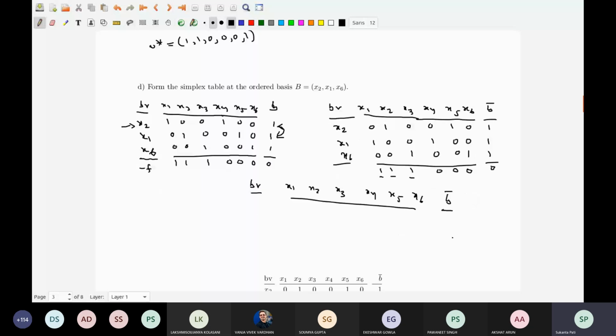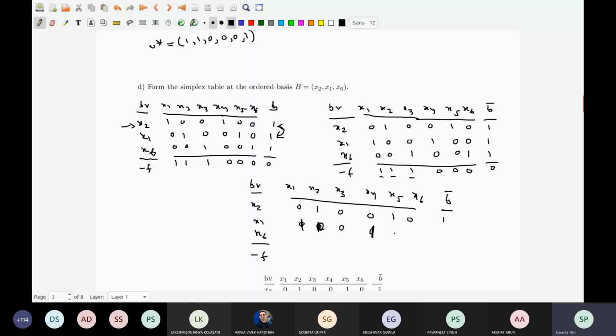So you write -f here, -f here, fine. 0, 1, 0, 0, 1, 0, 0, sorry, 0, 1, 0, 0, 1, 0, 0, 1, 0, then this is 1, 0, 0, 1, and then 0, 0, 1, 0, 0, 1, 1.